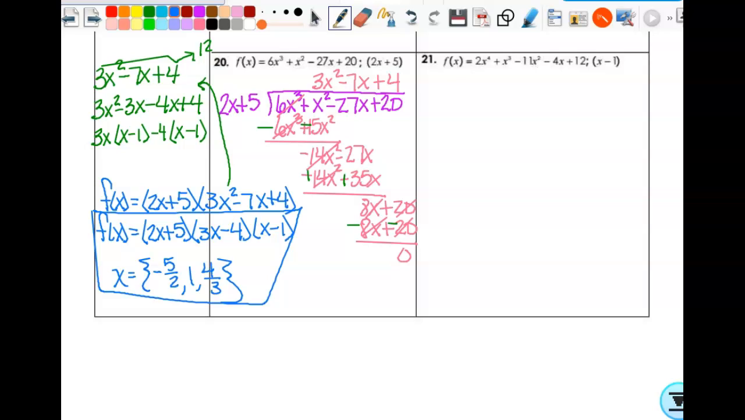Double check yourself. If we don't agree, see if you can figure out why. If we do agree, then go ahead and do 21. Can I use synthetic division on 21? Yes, you can. So that's what I would suggest we do.